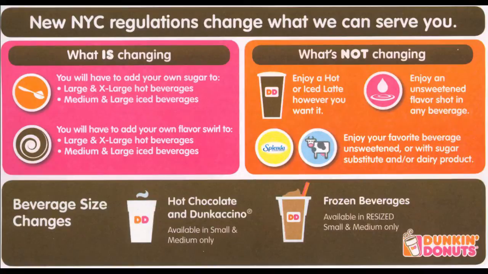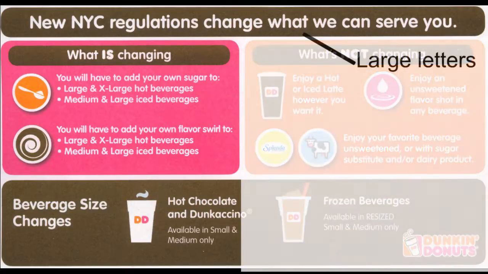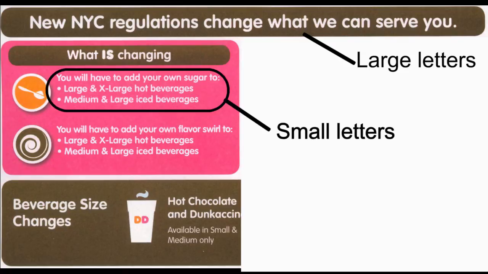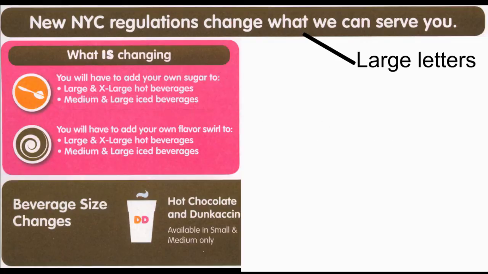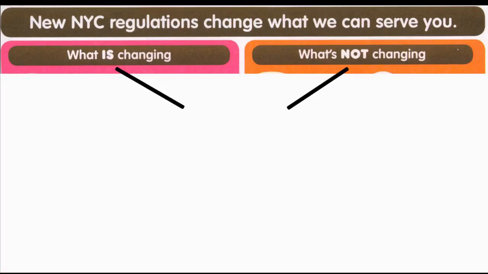We can also go back and look at the Dunkin' Donuts sign, and we'll see there's quite a lot of contrast here too. Let's look at some details. The easiest part of the contrast to see is that there's white letters on a dark background. But we also can see that there are larger letters in the text at the top, contrasted with smaller size letters in the text below. And also we see that in these two subheadings, what is changing and what's not changing, there's bold letters used for is and not, which contrast the letters that aren't bold.